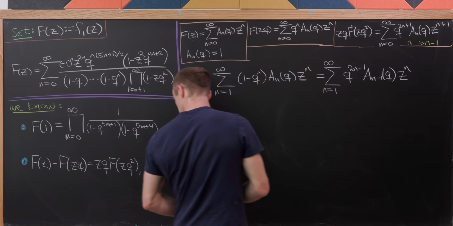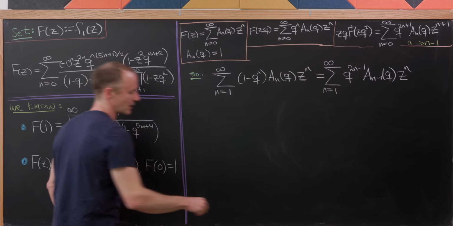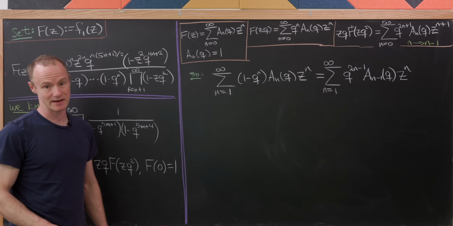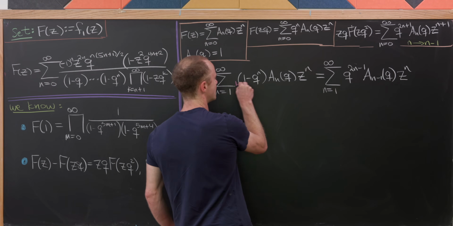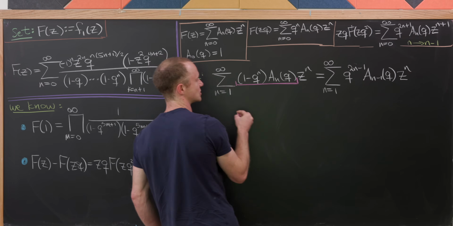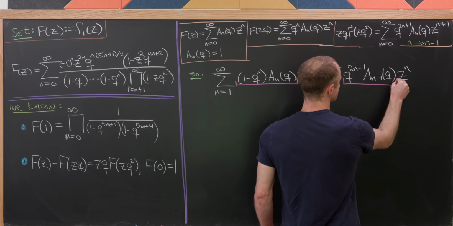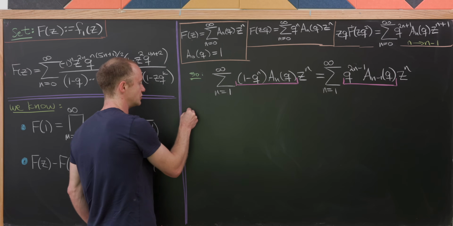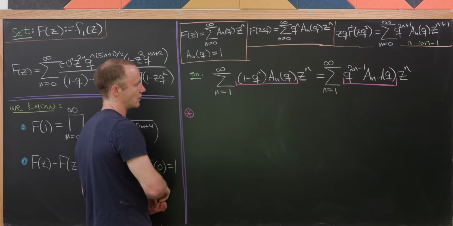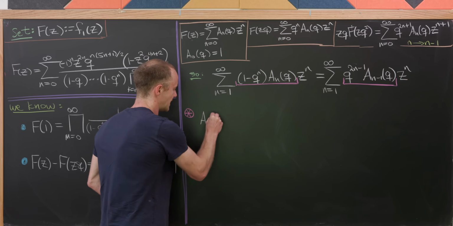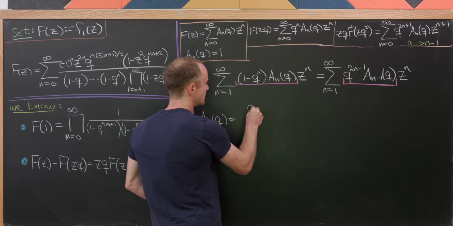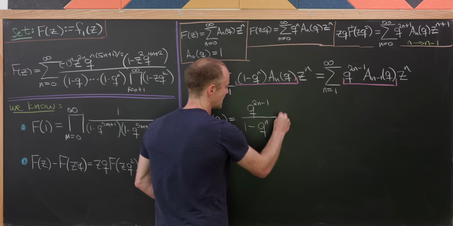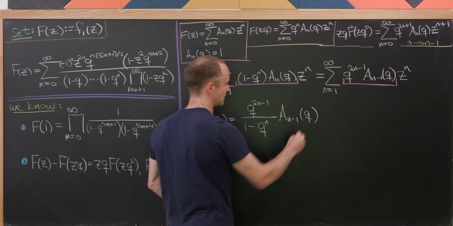Okay, great. And the really nice thing about looking at it like this is that we have everything expressed in terms of z to the n. So we can simply extract the coefficients of z to the n from both sides of the equation, much like we did when we proved some of our previous simpler results. So extracting those and then solving gives us the following. We'll have a sub n of q equal to q to the 2n minus 1 over 1 minus q to the n times a sub n minus 1 of q.